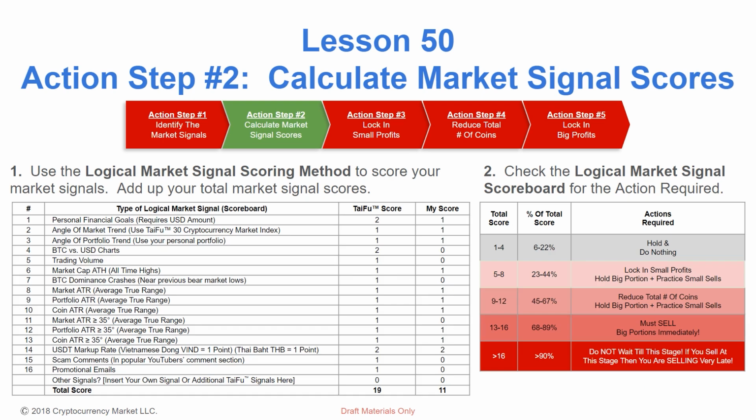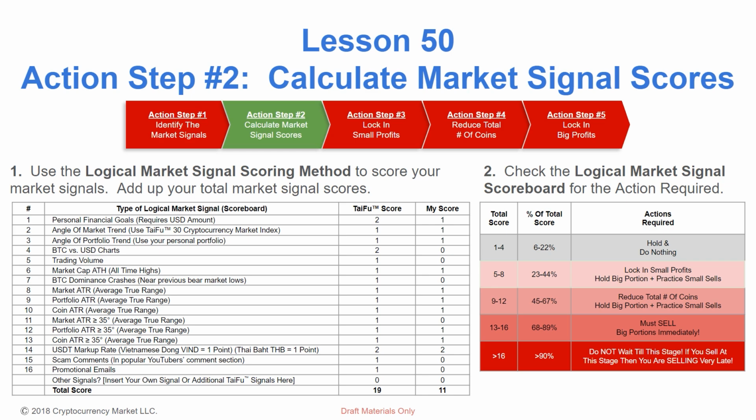In action step number 2, we're going to calculate the market signal scores. So use the logical market signal scoring method to score your market signals and add up your total market signal scores. So like we did earlier, we added all up 16 signals. Even though there's a total of 19 points available in the Taifu score, my score was only 11 points. So what I do in step number 2 is I go over to the scoreboard here and I look for 11 points. So it's in the 3rd row where it says 9 to 12 points, 45 to 67%.